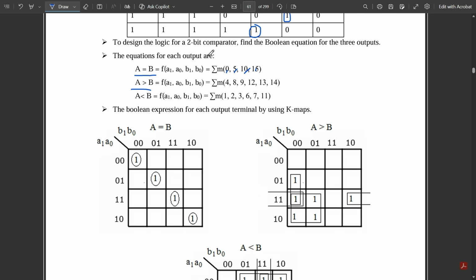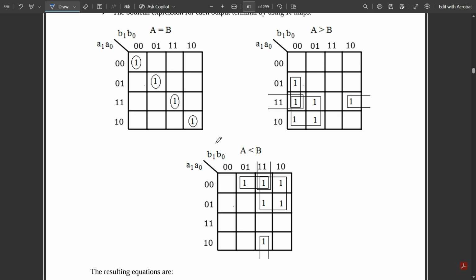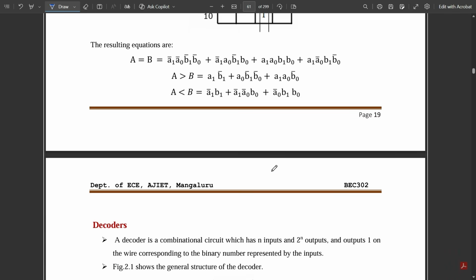So with respect to these terms, they have put it in this K-map here in the 0th position, 5th position, 10th position, and 15th position, and they have drawn this K-map. And the ones are kept diagonally here, so they cannot be formed as groups. So all of these four would be individual groups here in case of A equal to B. And for A greater than B, these are the groups formed here. This one is a group of four and two groups of two. And for A less than B, one group of four and one group of two here and one group of two here. So like this, the K-maps are drawn, and equations for these three are written in this form here.